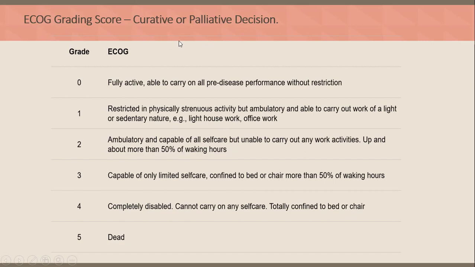For grade 0 ECOG, the patient is fully active and able to carry on all pre-disease performance without restriction. In grade 1, restricted in physically strenuous activity but ambulatory and able to carry out work of a light or sedentary nature, such as light housework and office work. For grade 2, the patient is ambulatory and capable of all self-care but unable to carry out any work activities, up and about more than 50% of the waking hours.